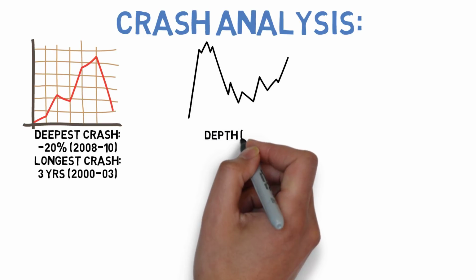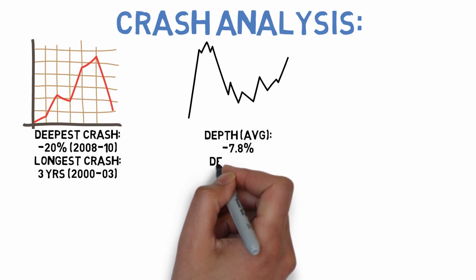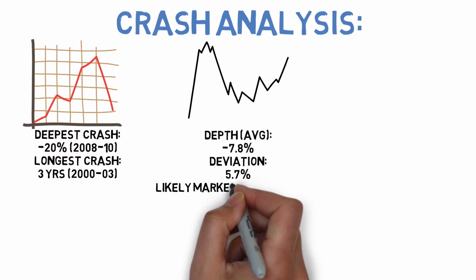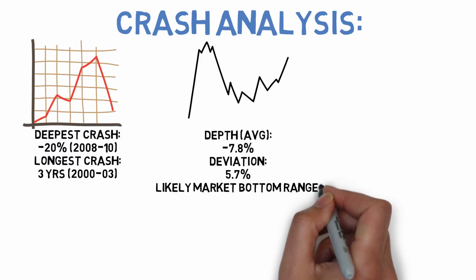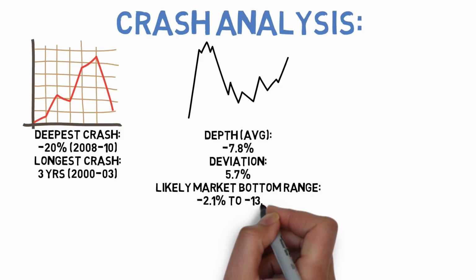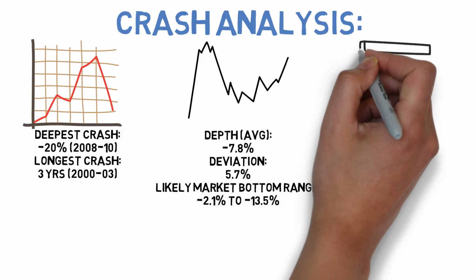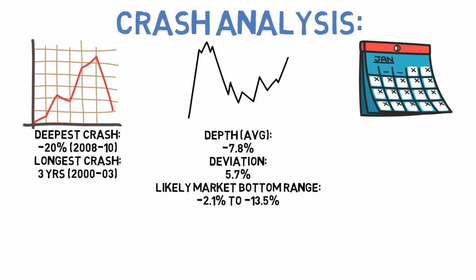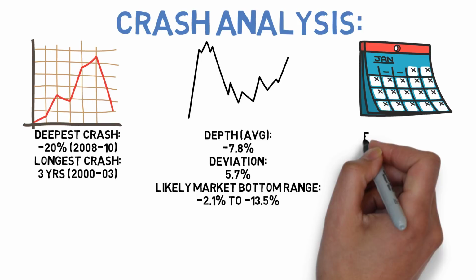The average downturn saw the global market portfolio fall 7.8% from previous highs, with a downside deviation of 5.7%, suggesting that the majority of downturns would see drops between 2.1% and 13.5% once they eventually bottomed out, which is pretty darn good in terms of tranquility. But the data is only going back to the mid-1980s, so it is difficult to get a full picture.